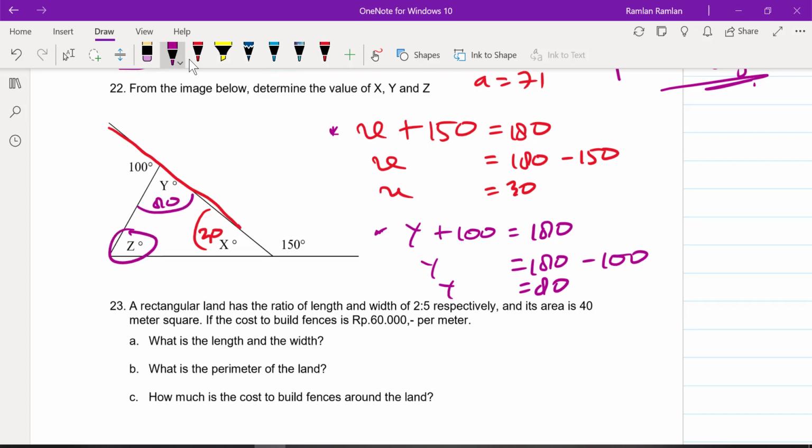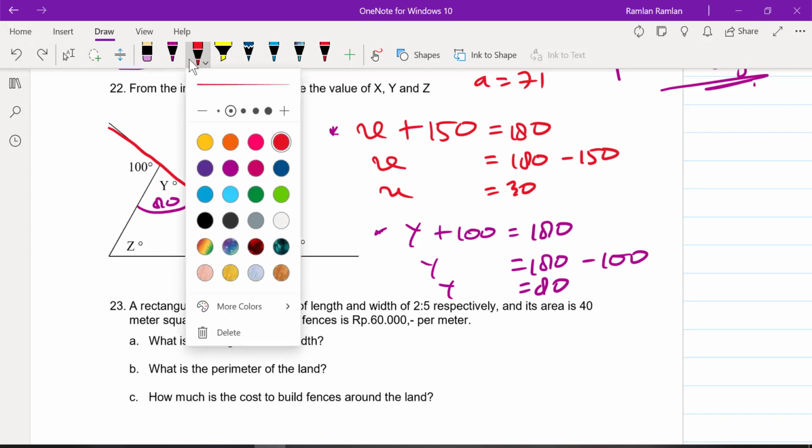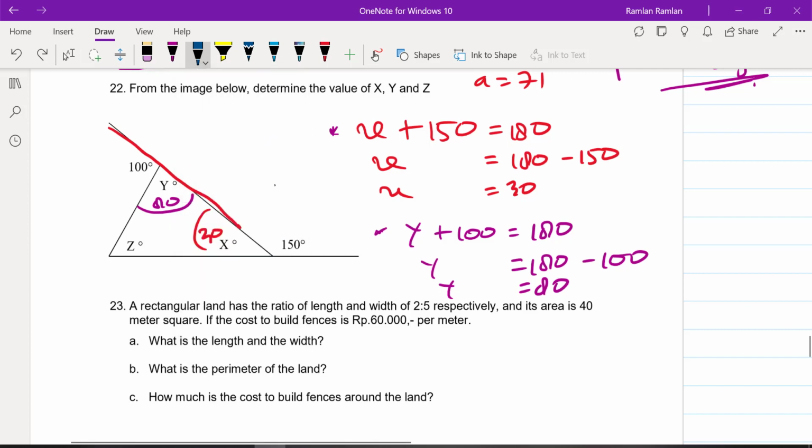Okay, so as you can see, we have actually formed a triangle, right? So this is a triangle. And from our previous topic, I mean the previous theory that we have, if you add all of the angles in a triangle, you will have another 180 degrees. So if I write down another equation involving z, that will be 30 plus 80 plus z equals to 180, right?